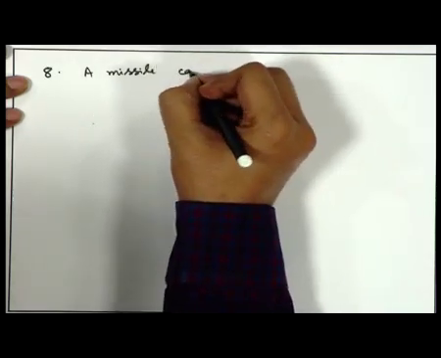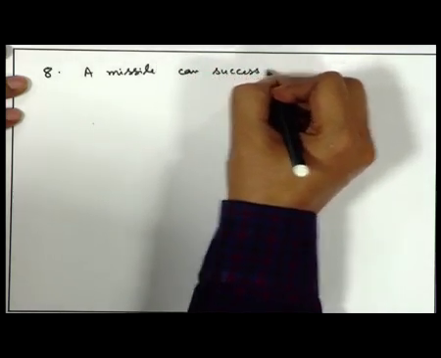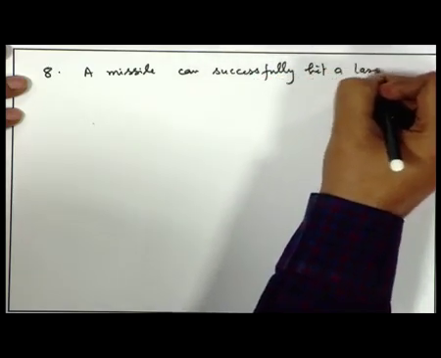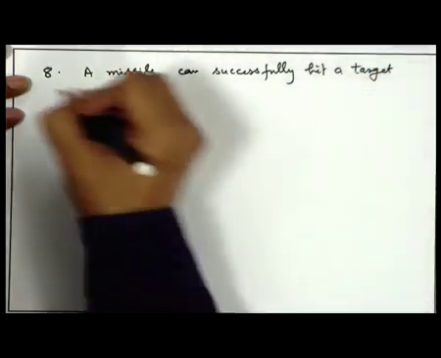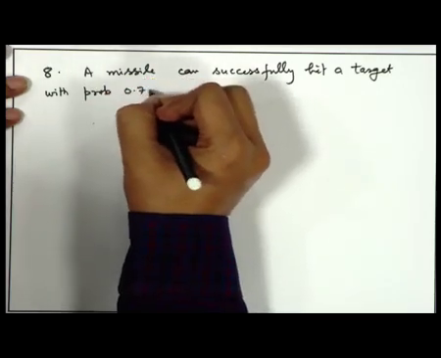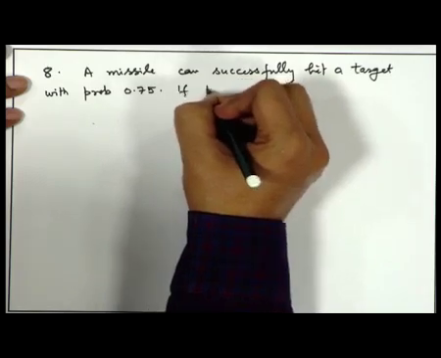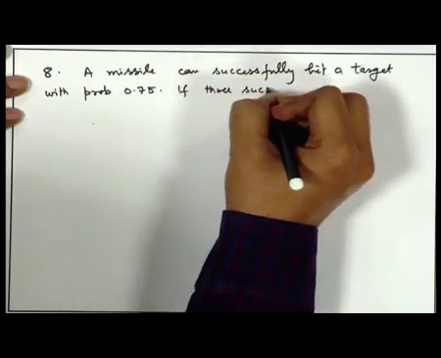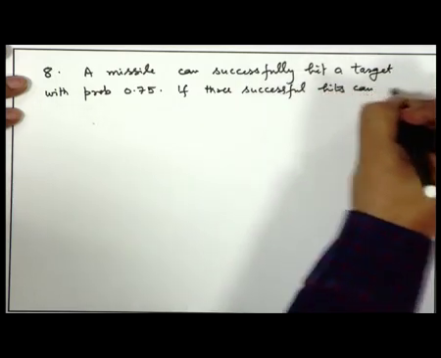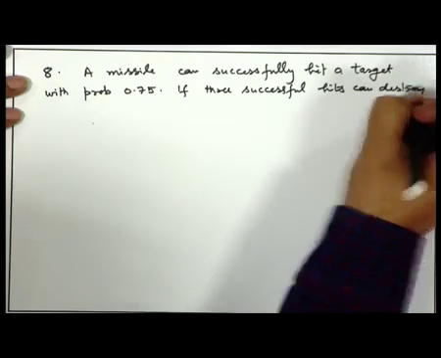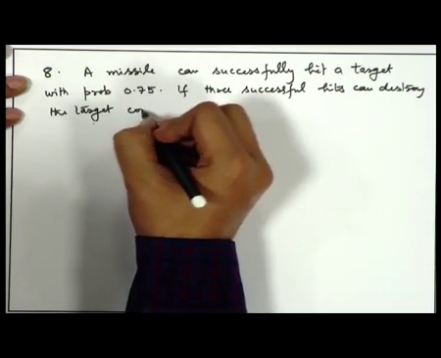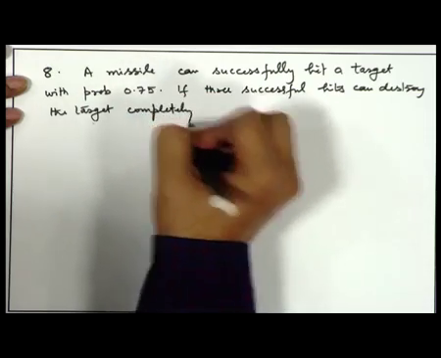A missile can successfully hit a target with probability 0.75 if 3 successful hits can destroy the target completely.